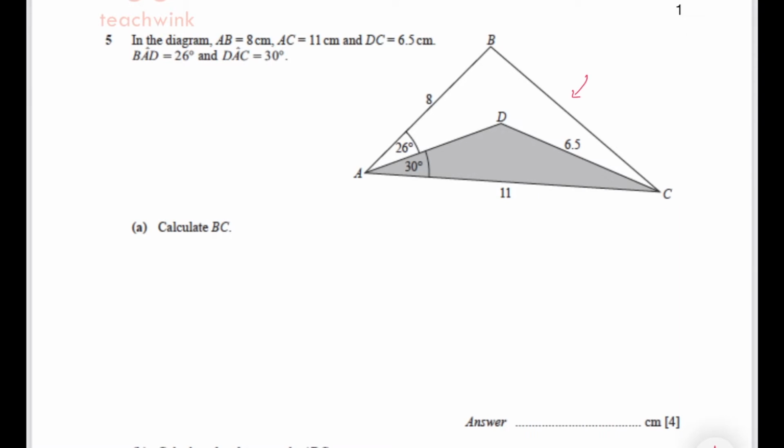In order to find this length, we need to use the cosine rule. But to use the cosine rule, we need this angle right here. So how do we find that angle? We add 26 plus 30. This gives us 56 degrees.